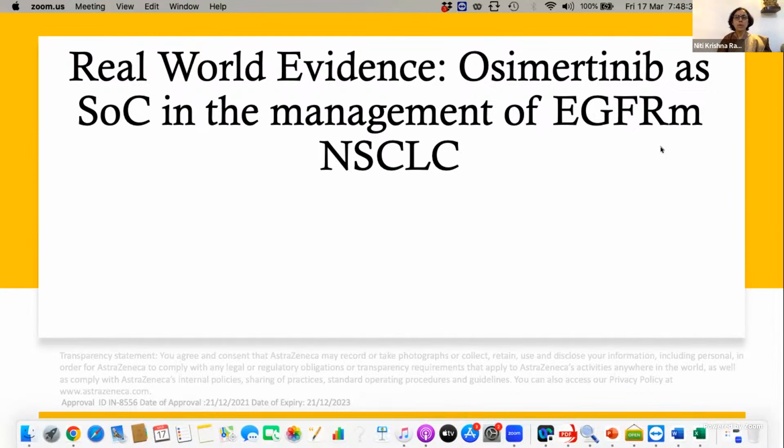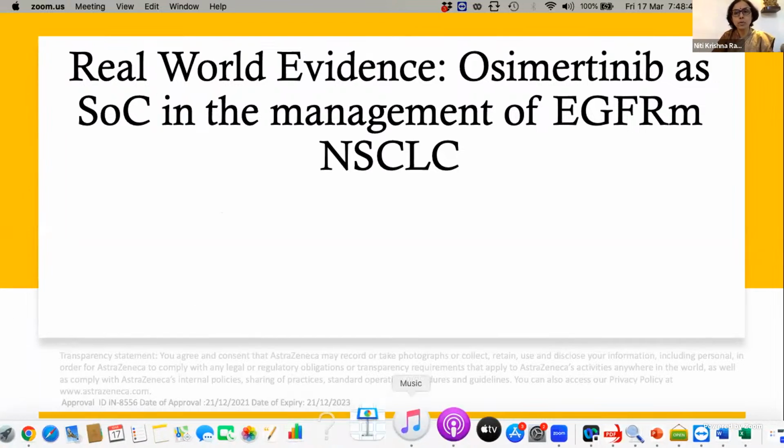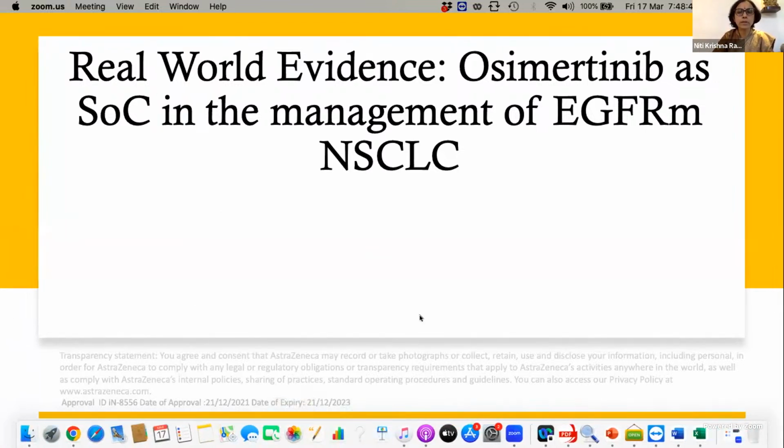I think I'll be talking about a much discussed topic. We have been talking about this for over years, but I would like to emphasize here the real world evidence for osimertinib as the standard of care in the first line management of NSCLC patients who express EGFR mutations.